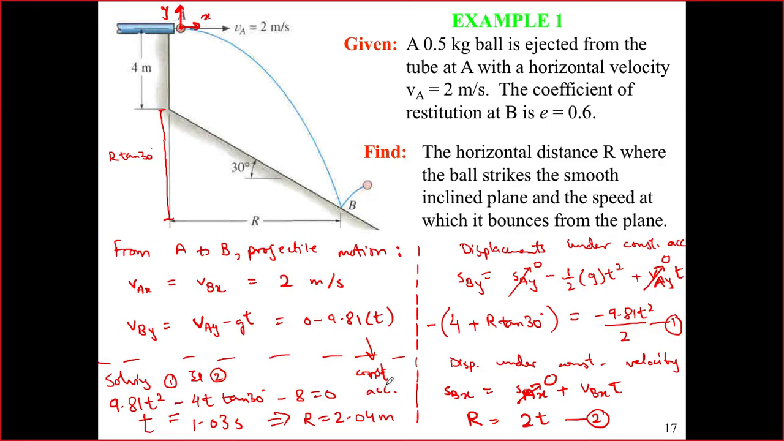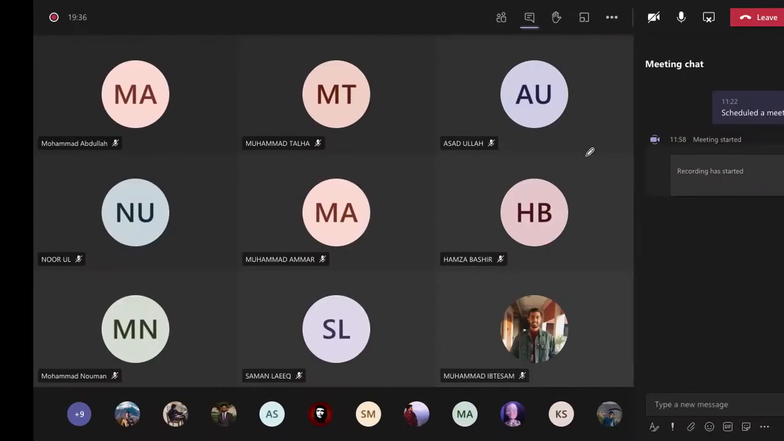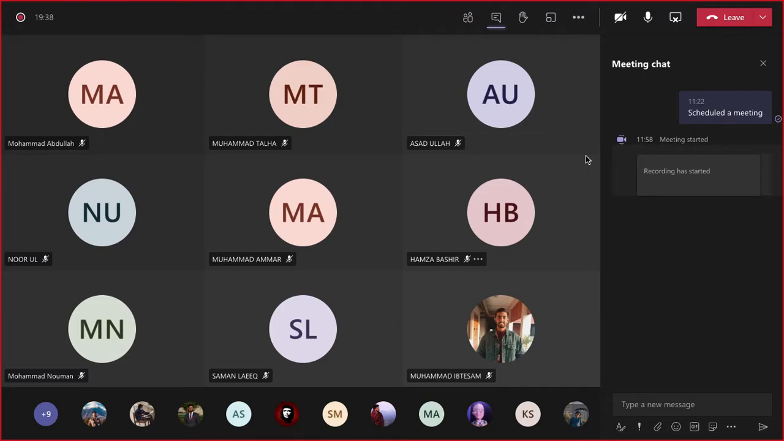Okay, guys, has anyone managed to solve for the horizontal distance yet? The first part, to find r. Yes, man. So, Hamza, please pop in your... Sorry?